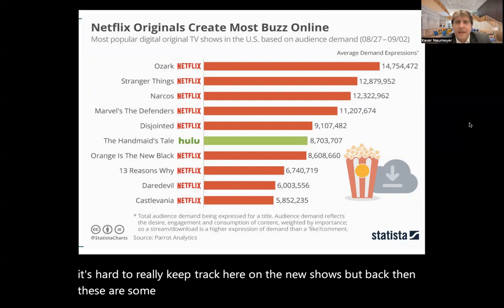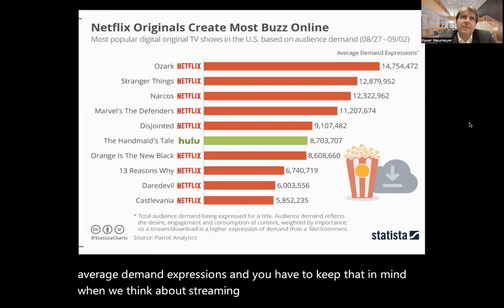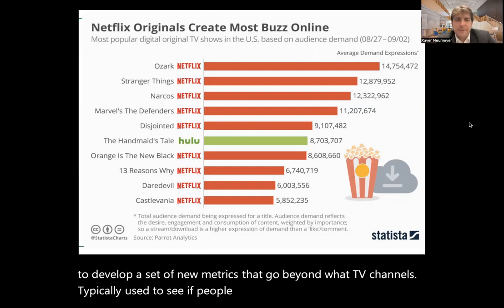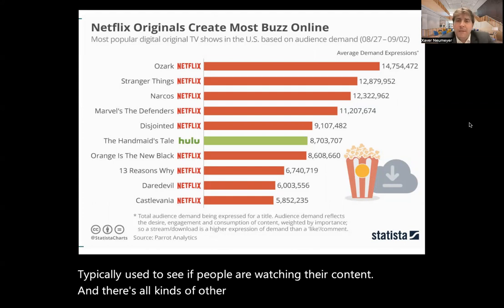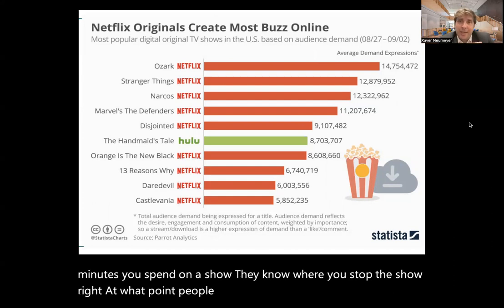But back then these are some kinds of statistics. There's a metric that's called average demand expressions. And you have to keep that in mind when we think about streaming companies. They had to develop a set of new metrics that go beyond what TV channels typically use to see if people are watching their content. And there's all kinds of other statistics, right? They know how many minutes you spend on a show. They know where you stop the show, right? At what point people lose interest, and they can track it up to the minute.